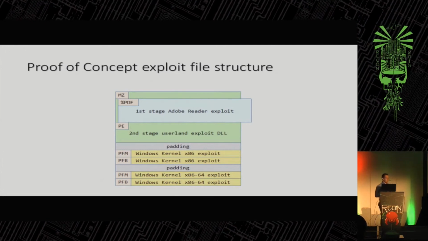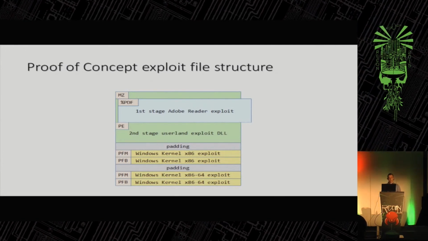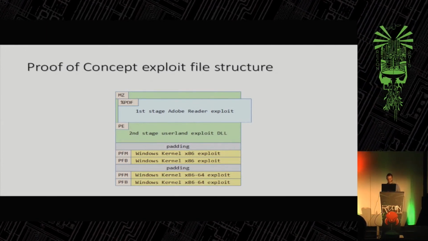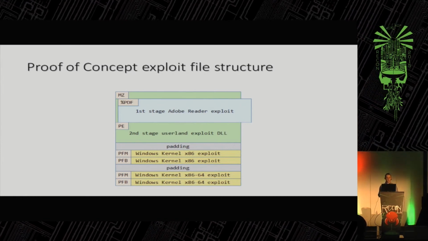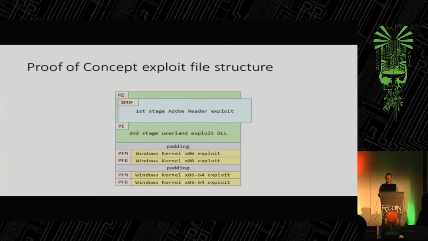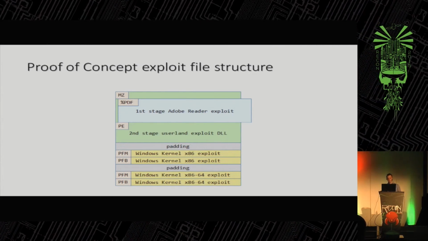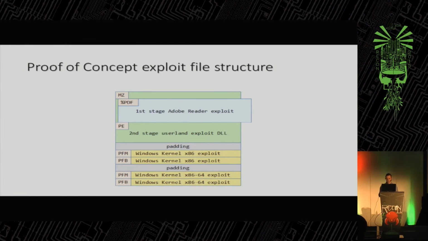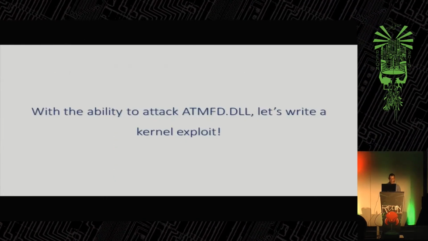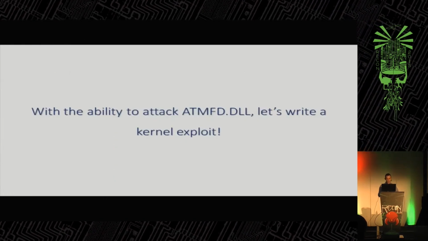So this is the structure of my proof of concept file. You can see all of the information that I mentioned before. So you have a polyglot of PDF and PE, which exploits Adobe Reader, and then after that we have some padding and the 32-bit and 64-bit exploits of the Windows kernel. So let's write a kernel exploit.